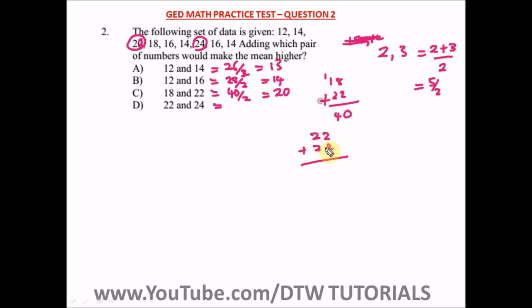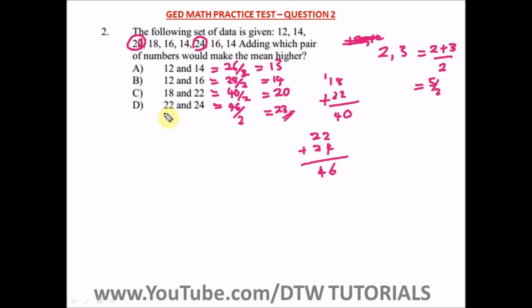What would this give us? 2 plus 4, that's a 6, and 2 plus 2 will give us 4. So we have 46. Divided by 2, what would that give us? That will give us 23. You can see that this would make the mean higher.